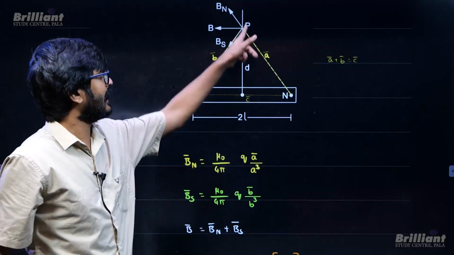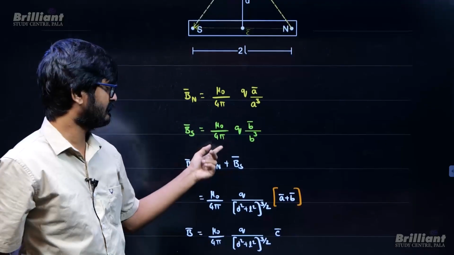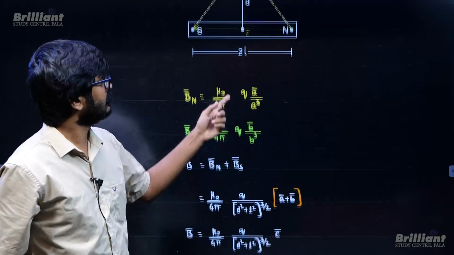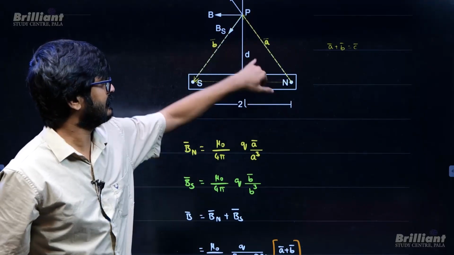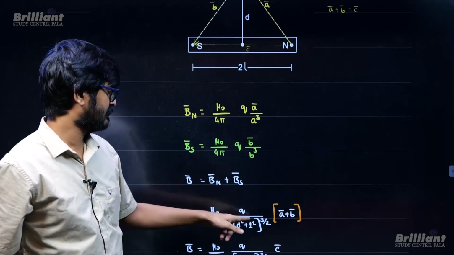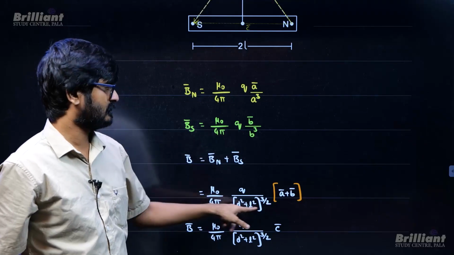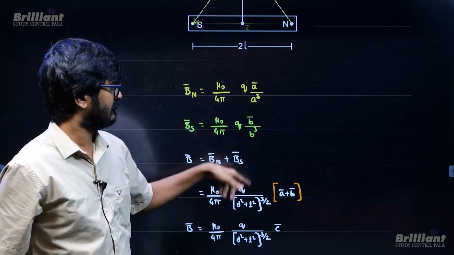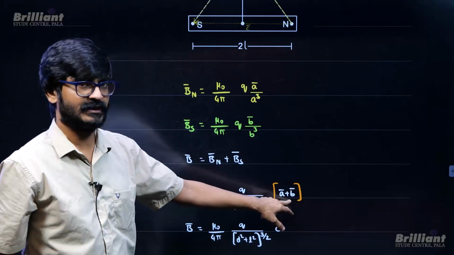Now I need to add these two vectors. So the vector form is going to be the summation of these two. Now you can see this length and this length are equal. This is L, this is D. So this will be root of L square plus D square. So a cube and b cube are both equal to this much. When you add these two, everything will be common other than a bar plus b bar.